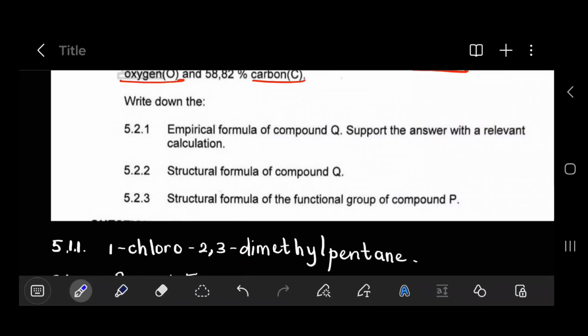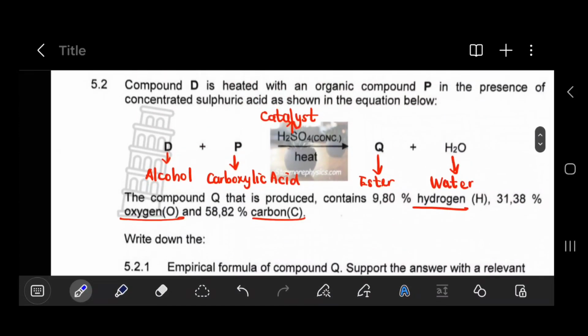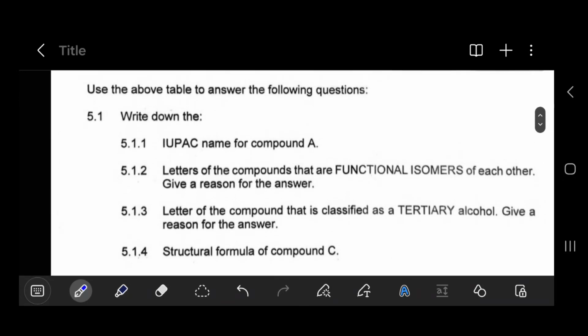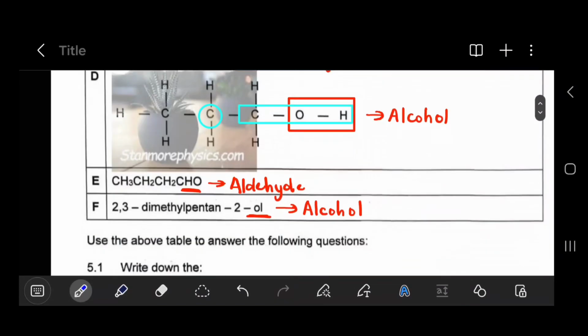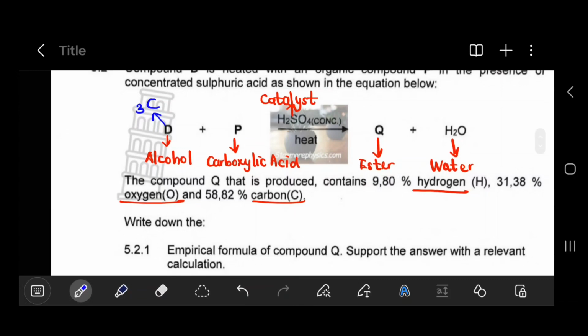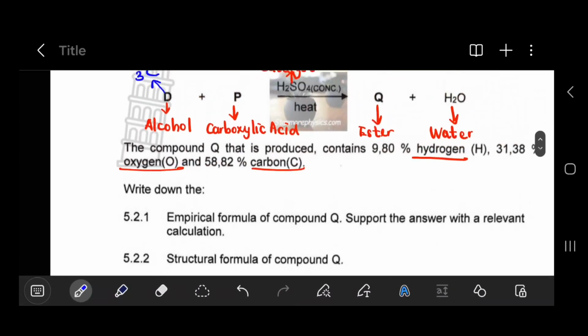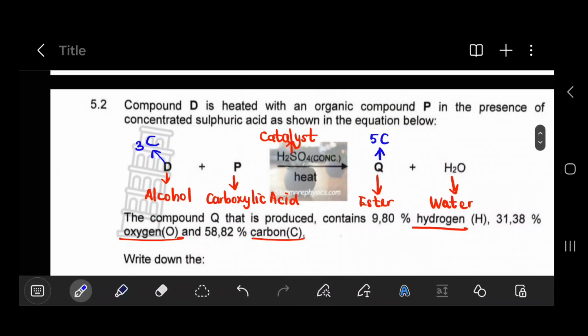Now 5.2.2, they want the structural formula of compound Q. If we just refer back to this reaction, compound Q is an ester. Now obviously, compound Q is going to be made up of the number of carbons that D and P together have. If we just go back to compound D, it contained 3 carbons. So just remember here, compound D has 3 carbons. We've calculated the molecular formula of compound Q. So if we refer to our formula, compound Q has 5 carbons in total.